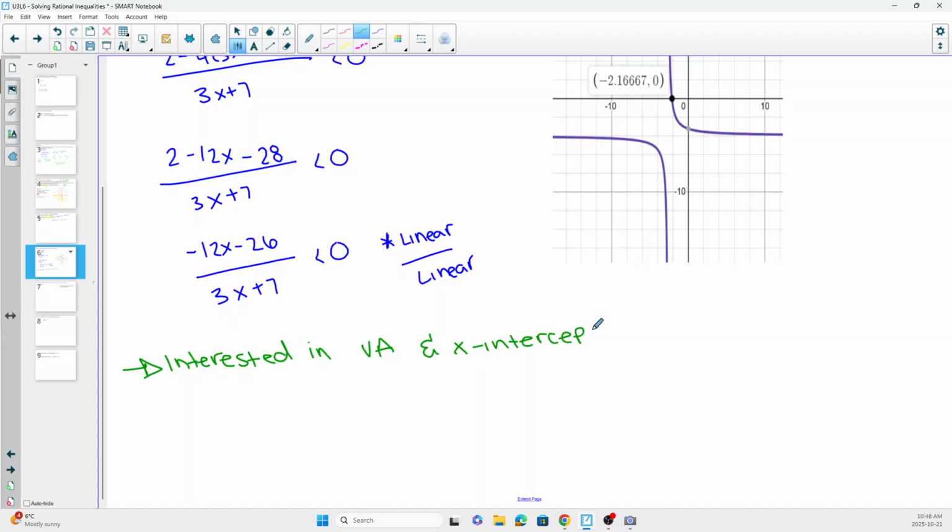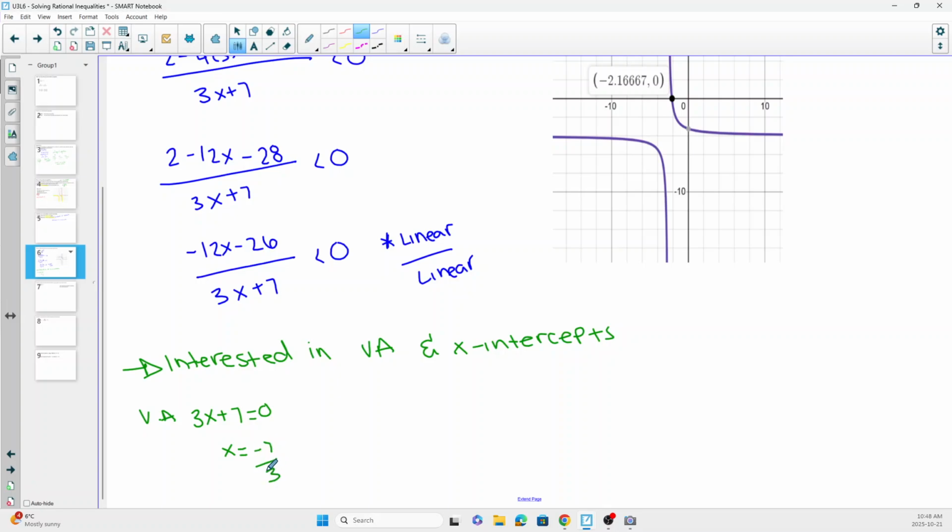So when will this function have a vertical asymptote? Well, vertical asymptotes occur at the x values that are not allowed. So there will be a vertical asymptote for whatever x value makes 3x plus 7 equal to 0, because we can't divide by 0. So we use our inverse operations and we figure out that there will be a vertical asymptote at x is equal to negative 7 over 3.